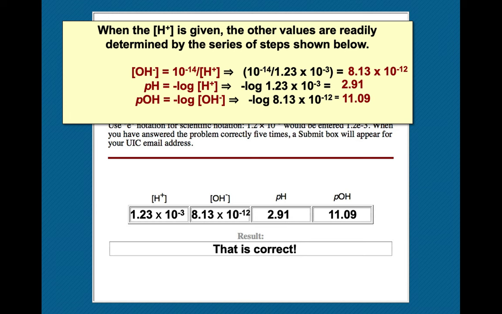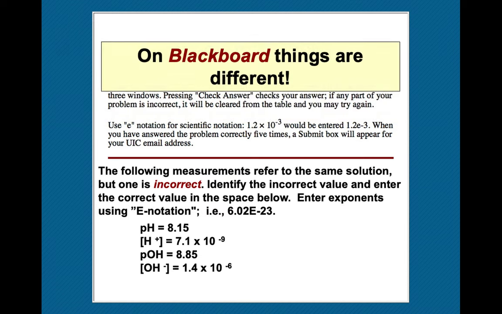So instead, the tutorial quiz on Blackboard will give you a series of numbers. One of these is wrong. What you have to do is figure out which one is wrong and type in the correct one. Again, you have to use the notation. So how in the world are you going to do this? Simple.